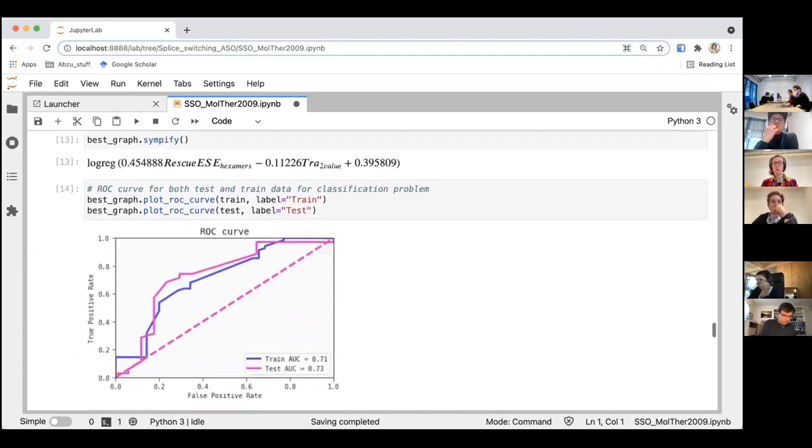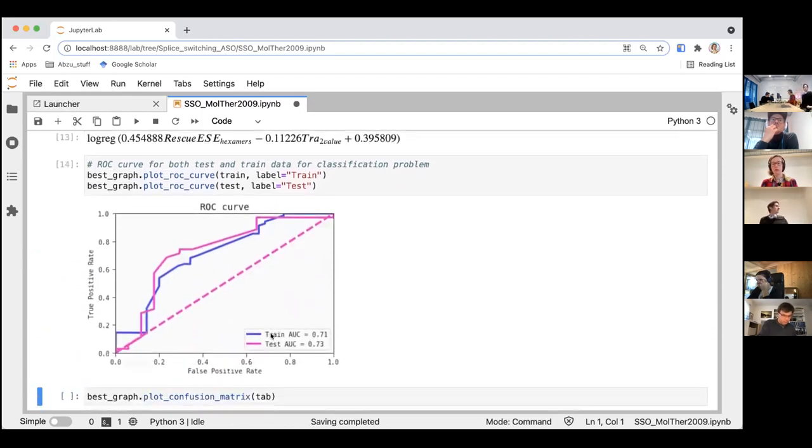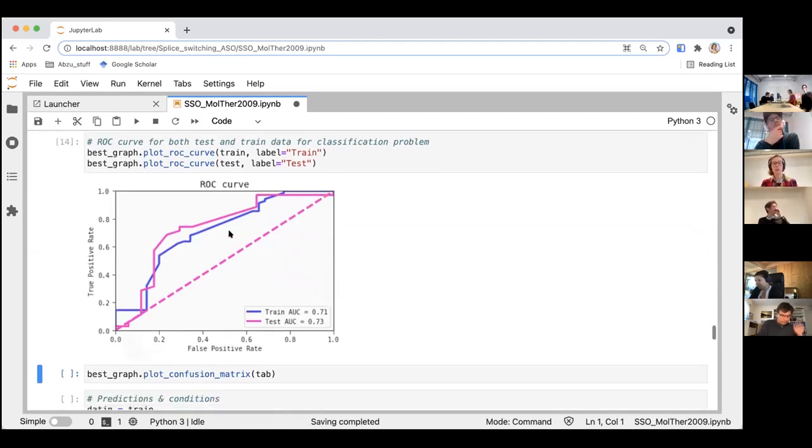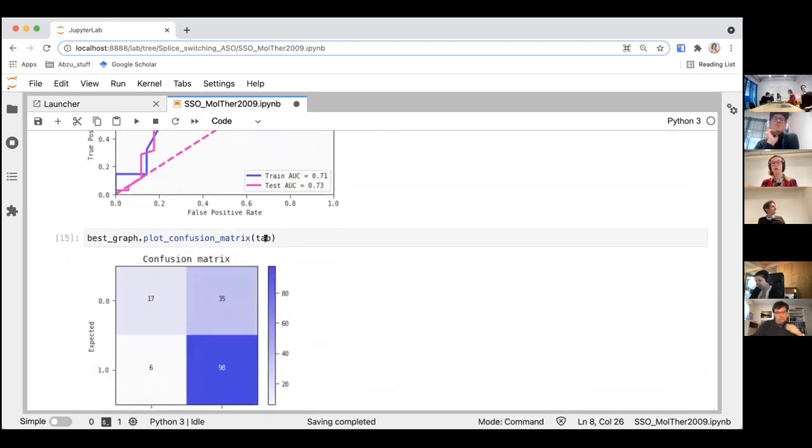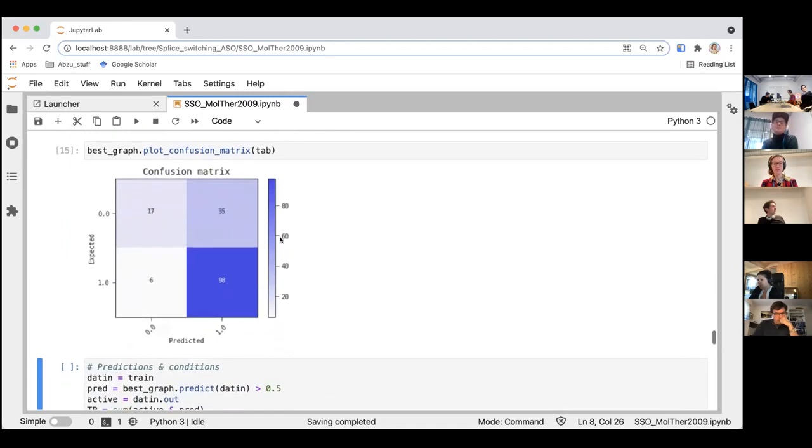We can plot the ROC curves between the train set and the test set, and they lie quite tightly, which means that we generalize pretty well. We can also plot the confusion matrix. Now I've done it for the whole complete data set.